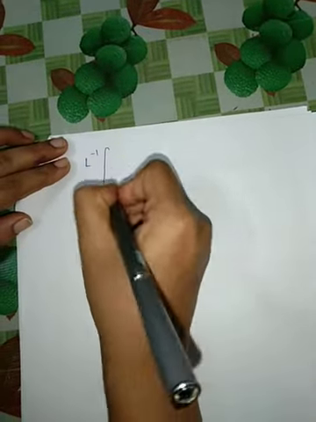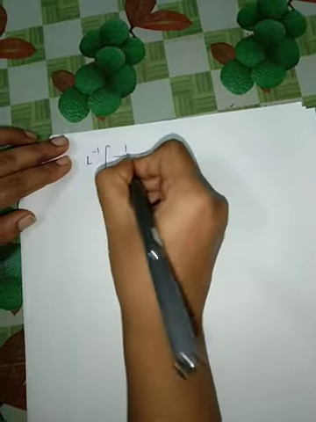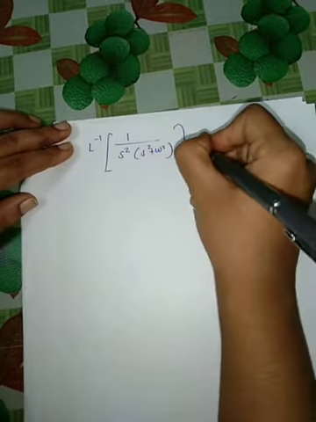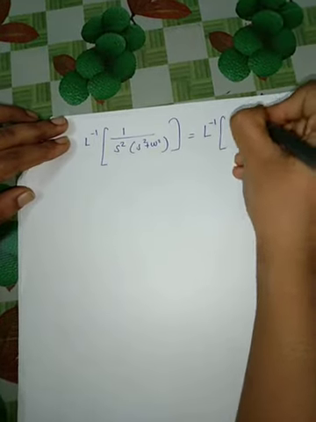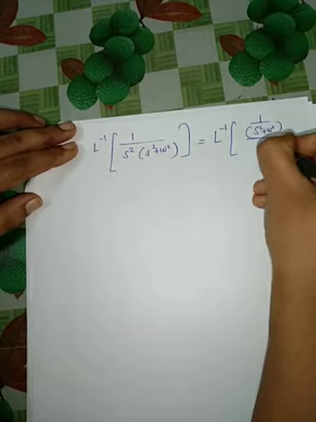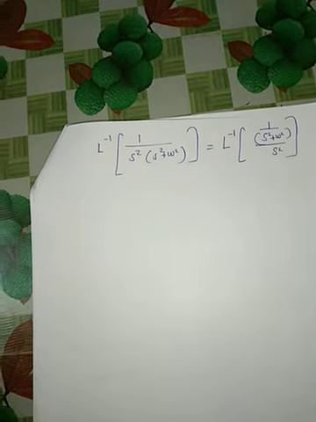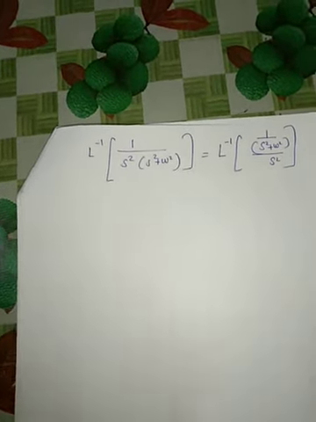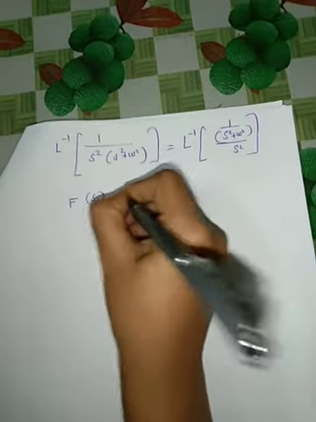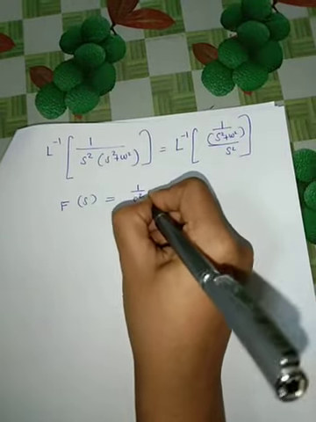Then look at the next question. Find the inverse transform of, find L inverse of 1 by s square into s square plus w square. We can rewrite it as L inverse of 1 by s square plus w square, divided by s square. Then it is of the form L inverse of f of s by s square. So what is our f of s? F of s is equal to 1 by s square plus w square.